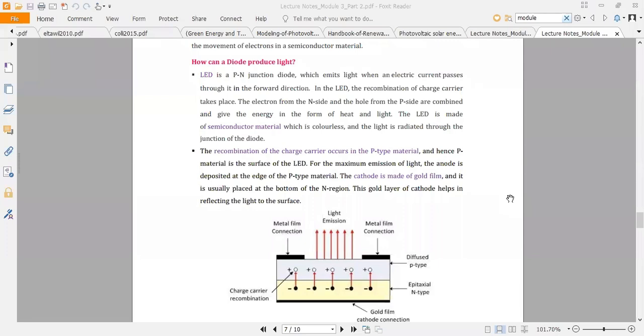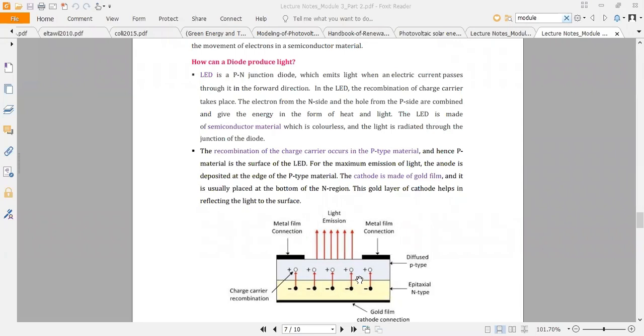How? In the LED, the recombination of the charge carriers takes place. Recombination क्या होता है? That the electron from the n side and the hole from the p side combine and give the energy in the form of heat and light.